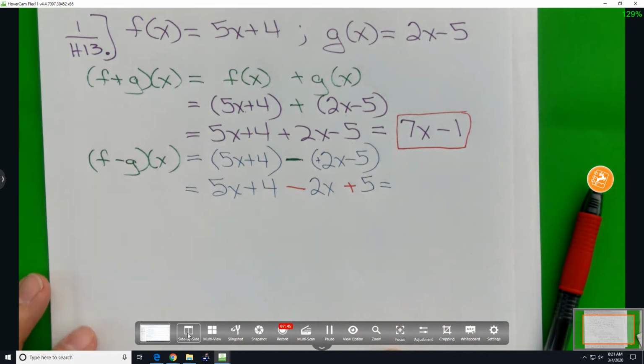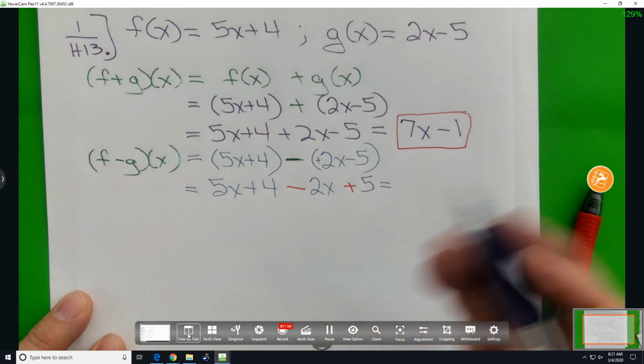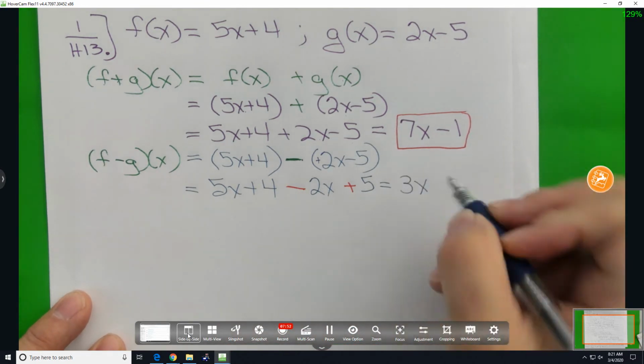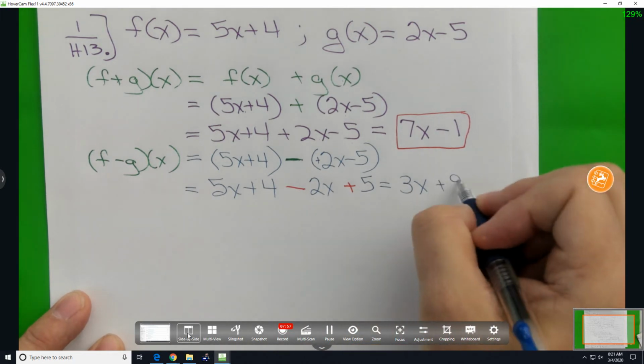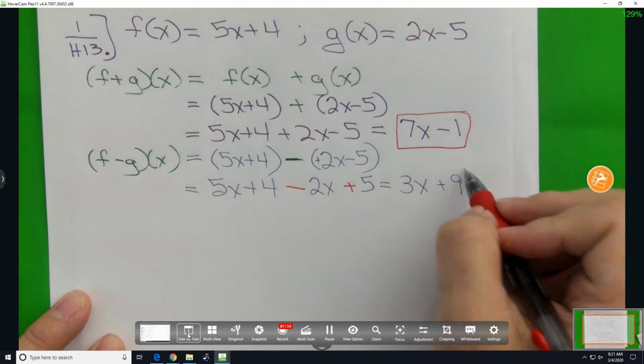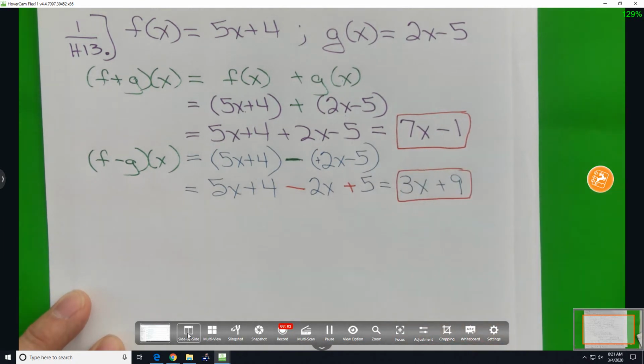And now it's just a matter of combining like terms again. 5x minus 2x gives us 3x. 4 plus 5 gives me 9, for my final answer of 3x plus 9. Any questions there? To add functions, you combine like terms. To subtract, you distribute the minus and combine like terms.